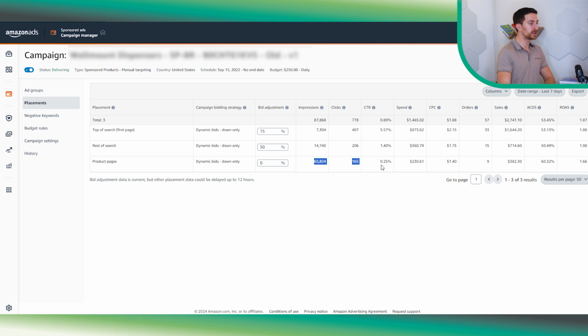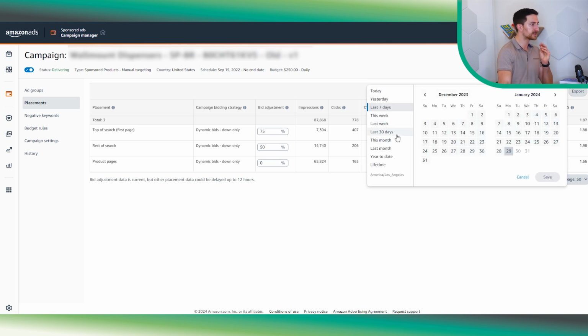So what we could do here is keep decreasing the bid for our campaign, and keep increasing the placement for top of search and rest of search. What does it mean? That we will get clicks only on keyword by getting clicks only on top of search and rest of search, and we will not get clicks anymore on product pages, because we see it is not performing very well.